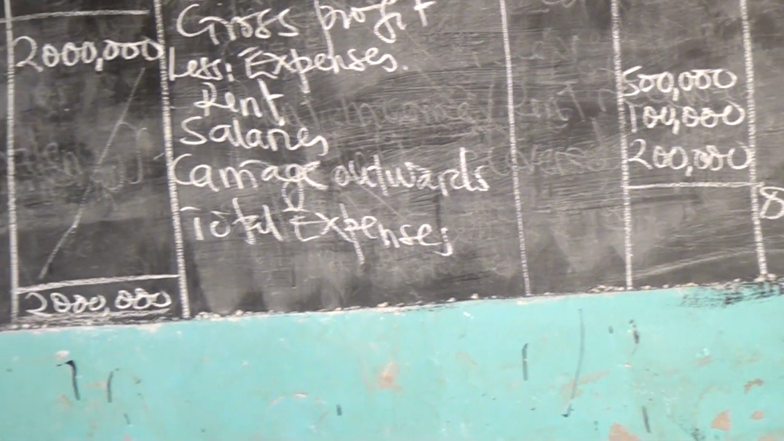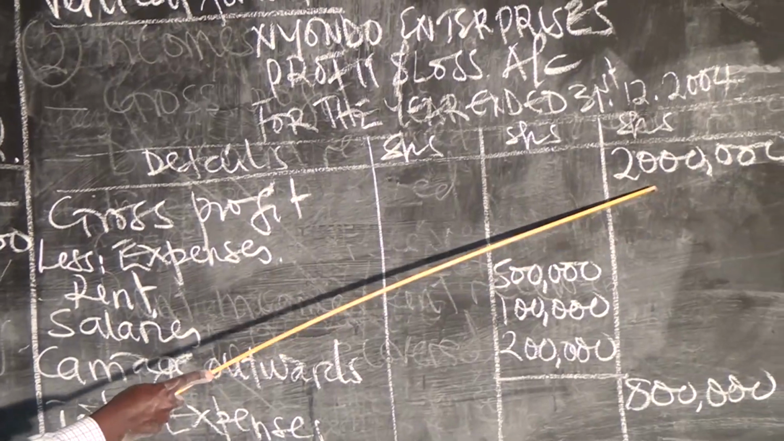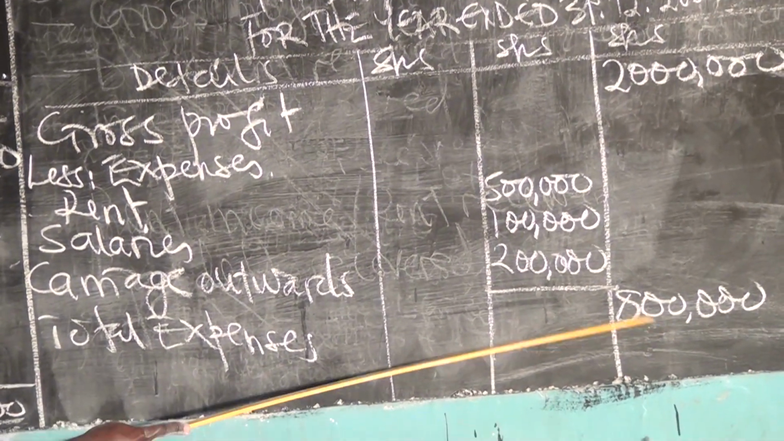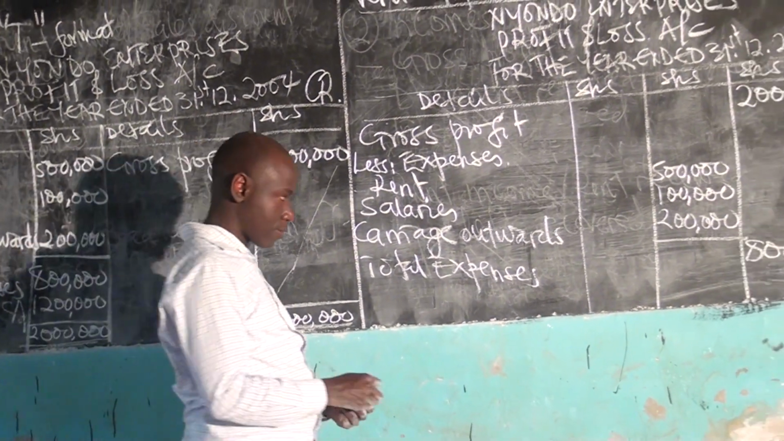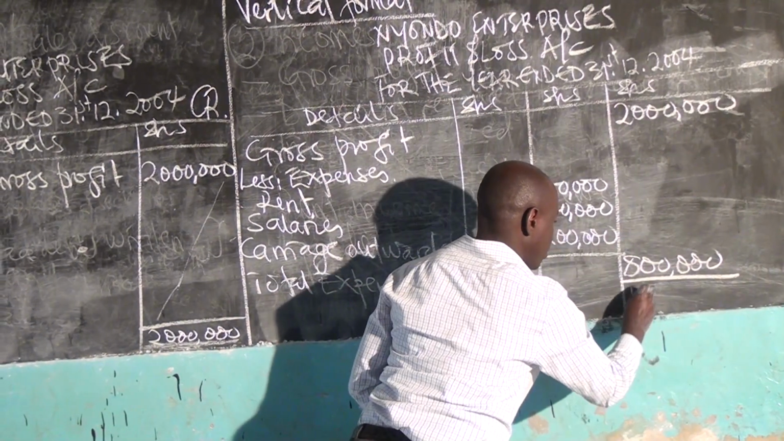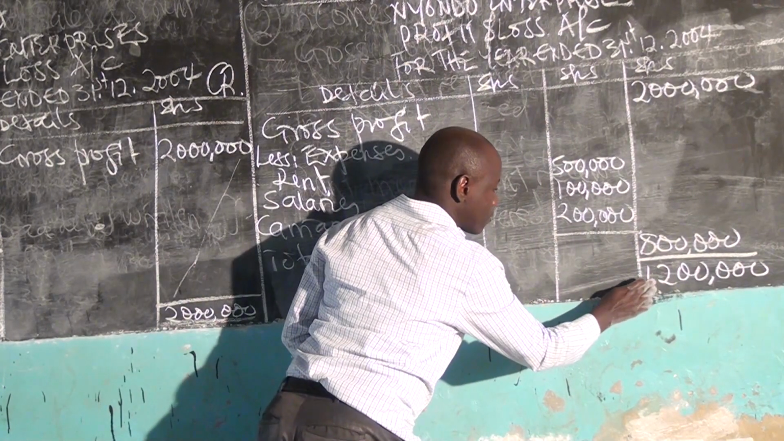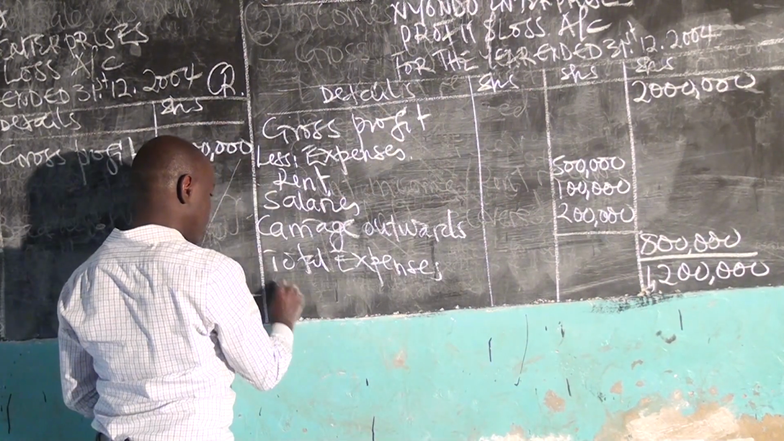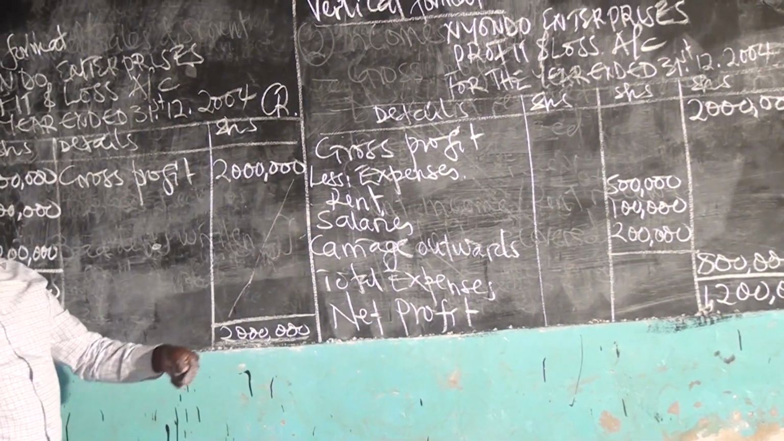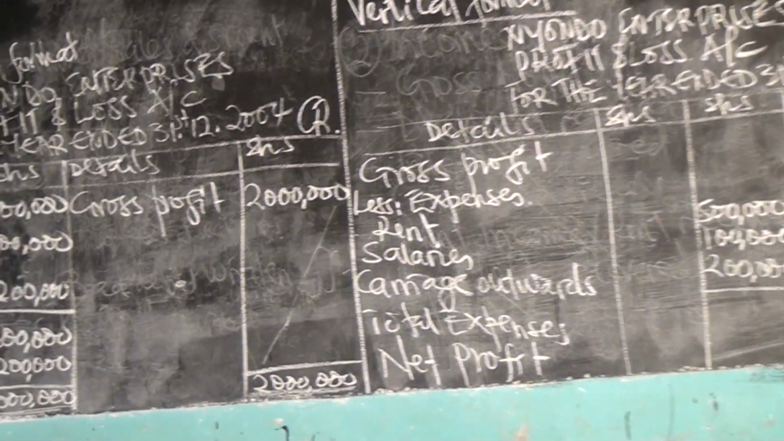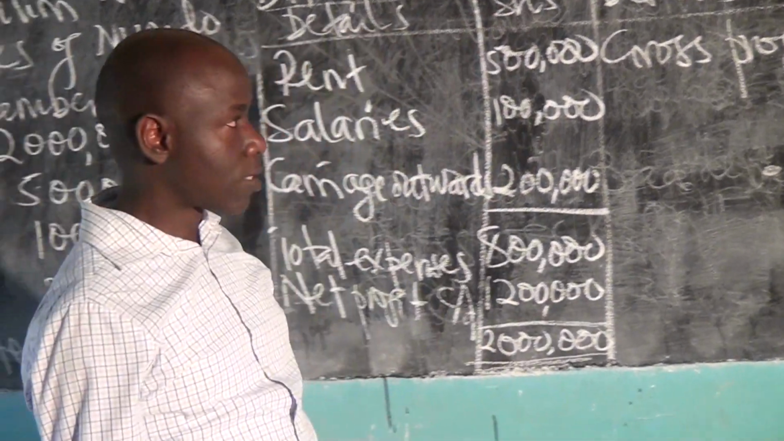The formula was saying net profit is equal to gross profit minus expenses. The 800,000 are the expenses. When you minus, what do you get? You get 1,500,000. And that one is what we call the net profit. And that is our profit and loss account using the vertical format. That's how it looks.